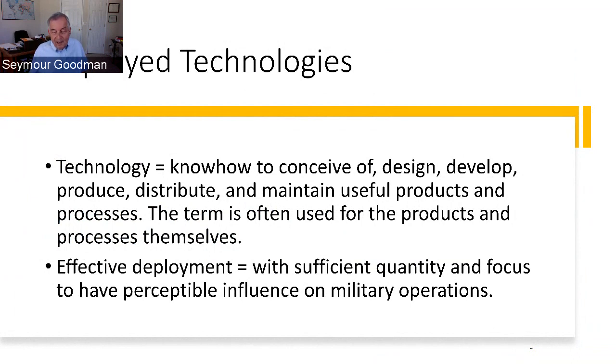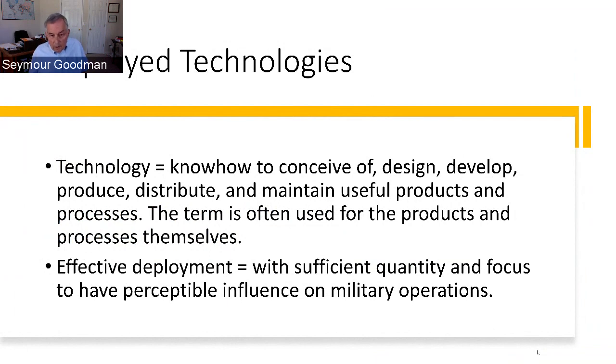I've asked my students here at Tech and elsewhere over many, many years to define technology. I get all kinds of answers that usually don't hold up very well. But the definition that I use, and I think is particularly suitable for our session today, is technology is essentially know-how. And it's know-how to conceive of, design, develop, produce, distribute, maintain useful products and processes. And I emphasize processes in this. The term is often used for the products and the processes themselves. But the emphasis to be made in our definition here is know-how and to include processes, not just products, as much of what we're going to be talking about today is going to be in the form of processes.